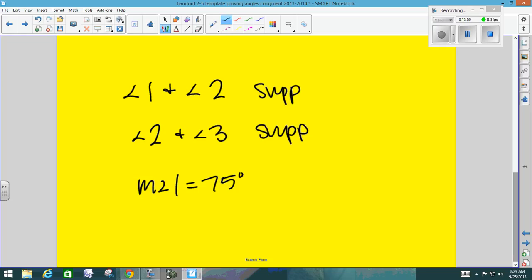Well, 2 is going to still stay 105. It's the same angle. So what does 3 have to be? 75. 2 angles, 1 and 3, supplementary to the same angle, 2, are congruent. 1 was the same as 3. 2 angles supplementary to the same angle are congruent. Okay? That's your congruent supplements theorem.